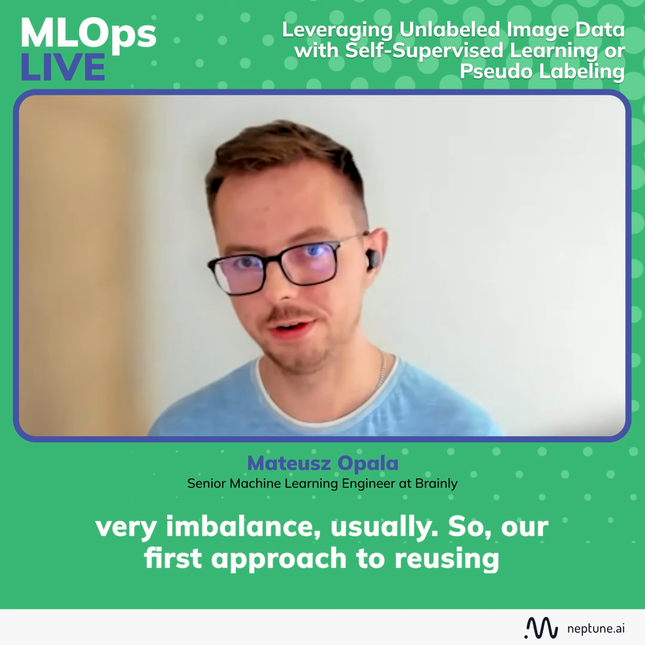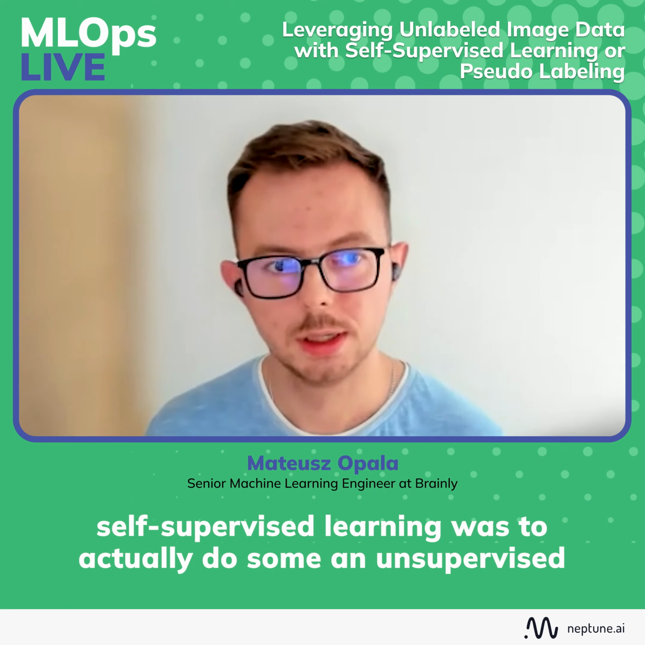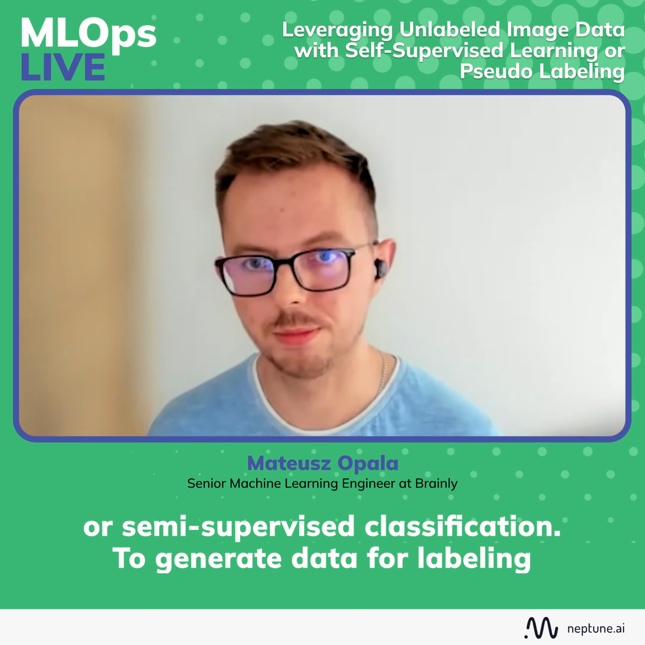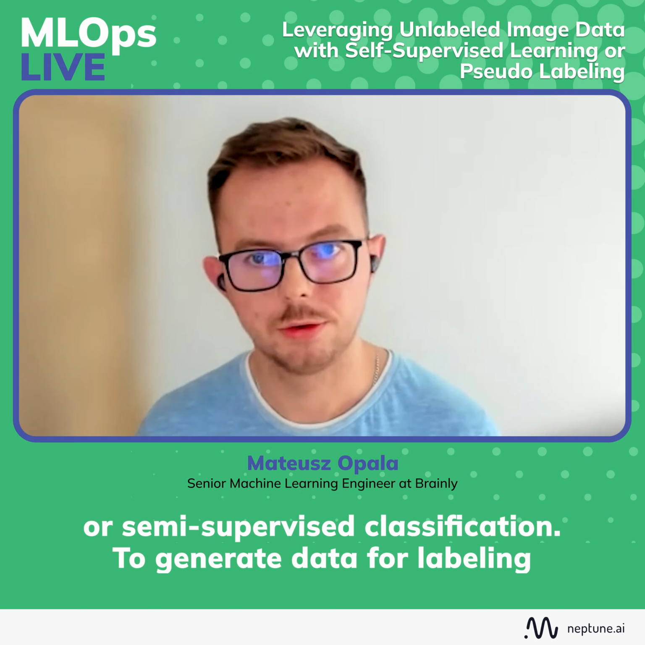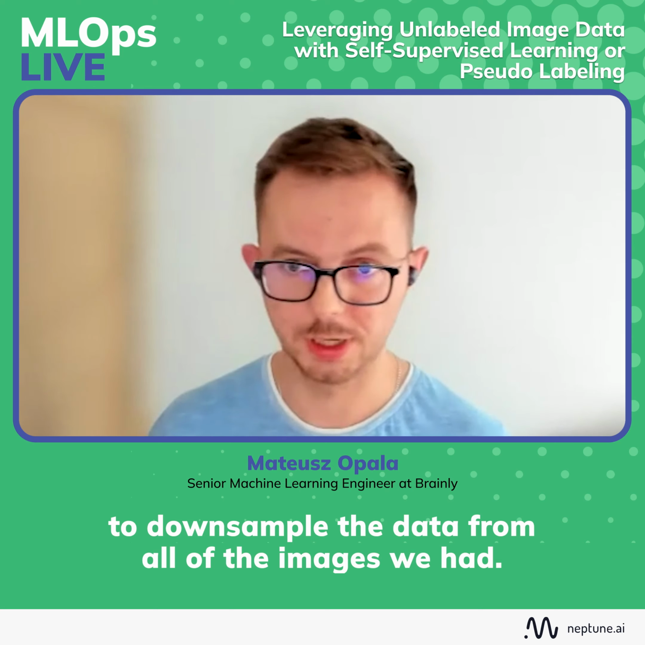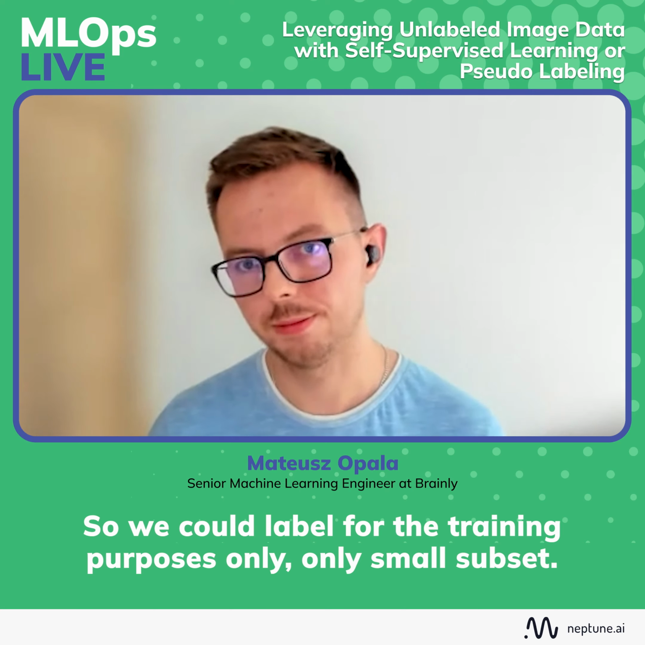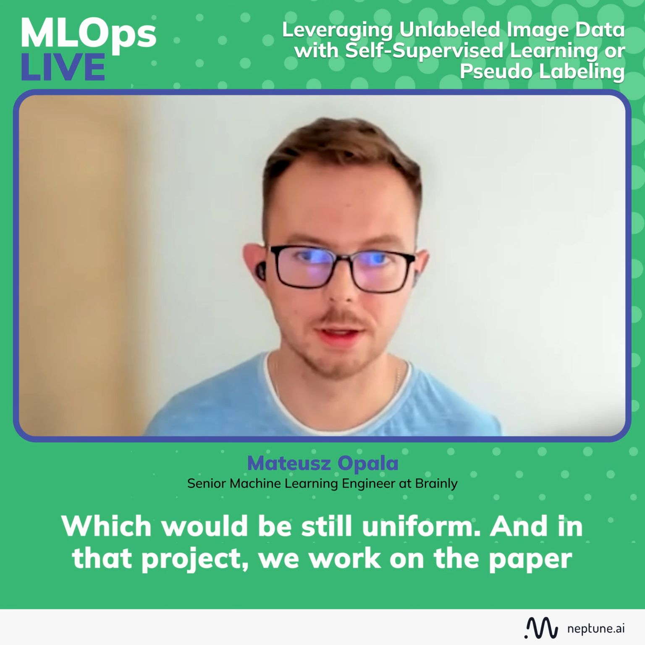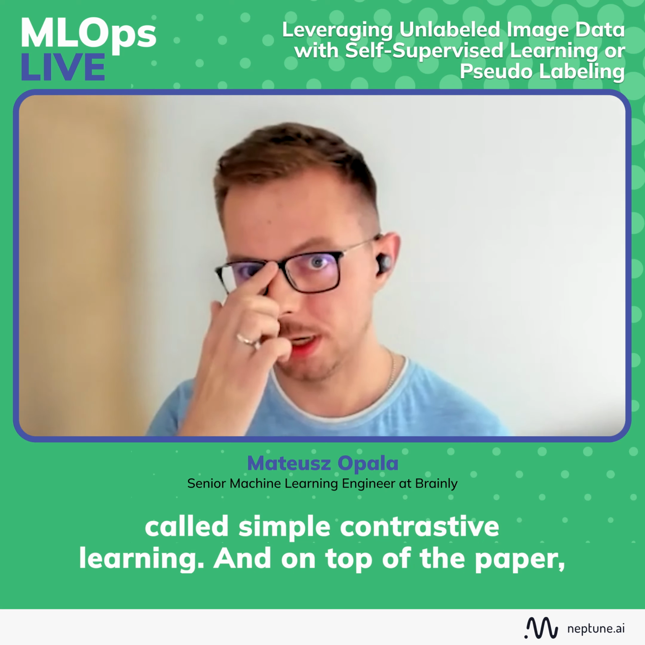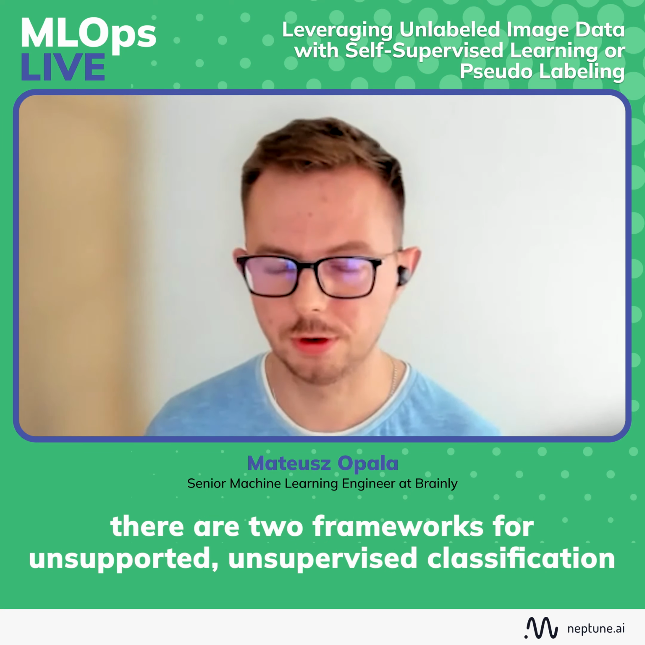So our first approach to using self-supervised learning was to do some unsupervised or semi-supervised classification to generate data for labeling, to downsample the data from all of the images we had, so we could label for training purposes only a small subset, which would still be uniform. In that project, we worked with the paper called SimCLR, Simple Contrastive Learning. And on top of that paper, there are two frameworks for unsupervised classification called SPICE and SCAN.